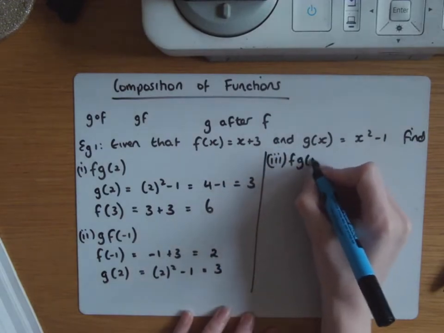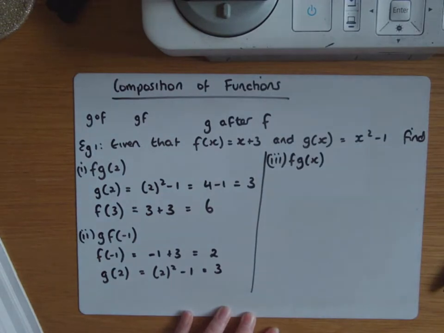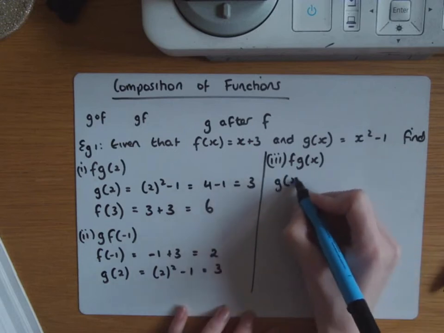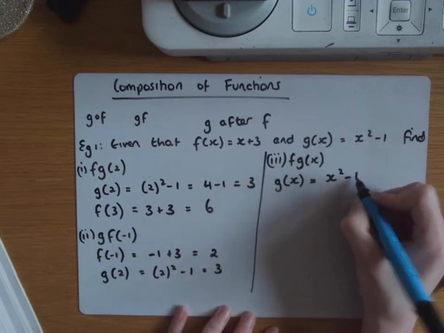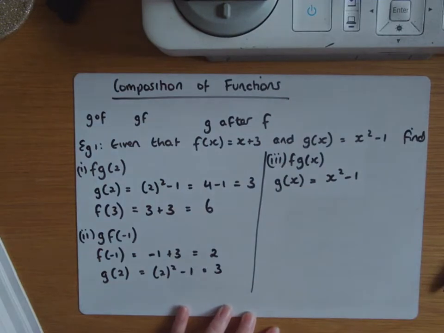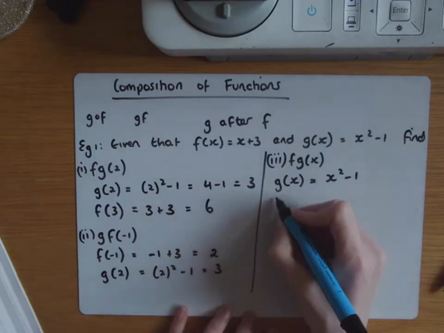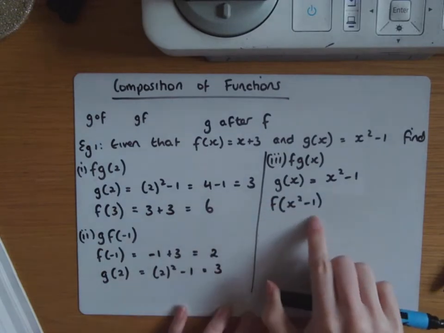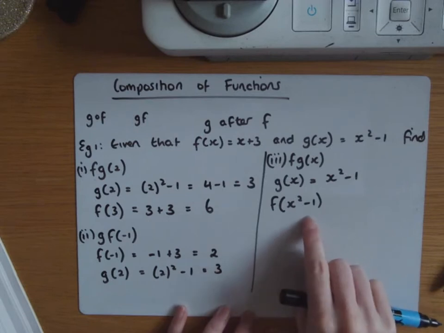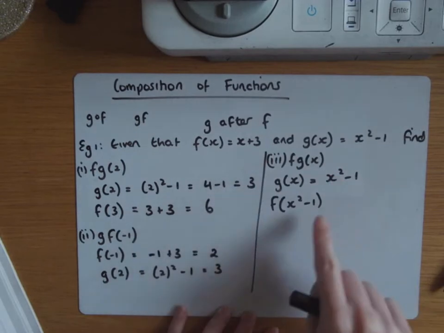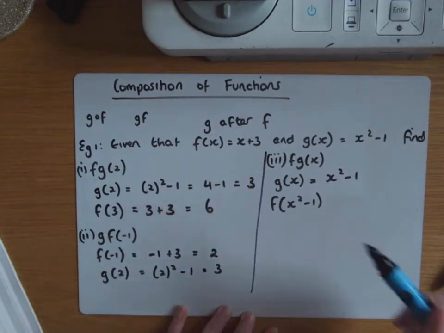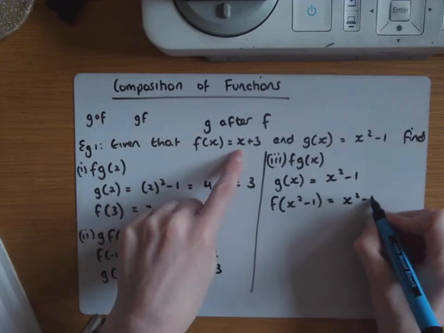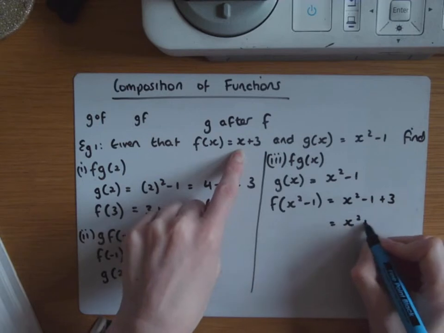f after g of x. Okay, so f after g of x means get g of x first of all. Well, g of x is just x squared minus 1. And then they want me to do f of my answer. So f of x squared minus 1. So my input into the f function is x squared minus 1. It's no longer x, it's x squared minus 1. In the f function, instead of x, I'm putting in x squared minus 1. So x squared minus 1 plus 3, which is x squared plus 2.